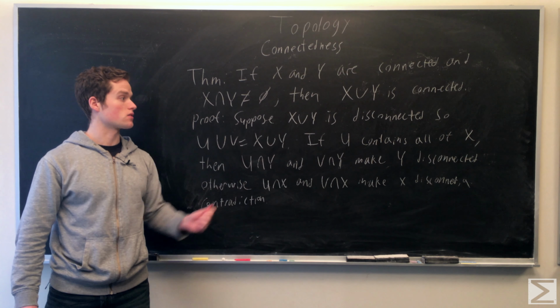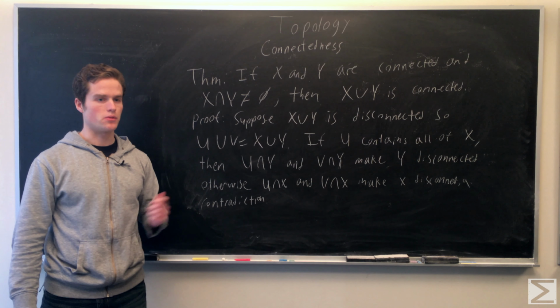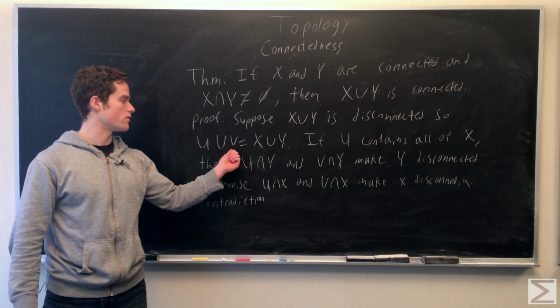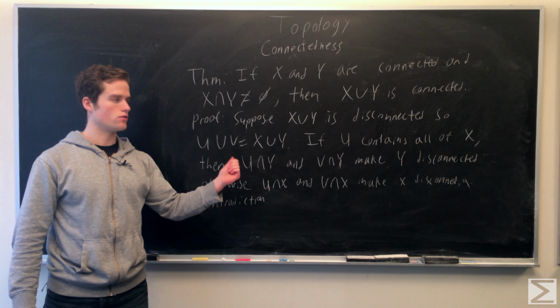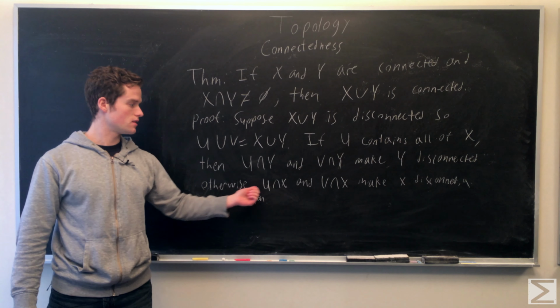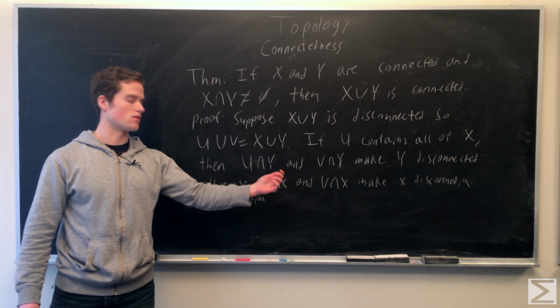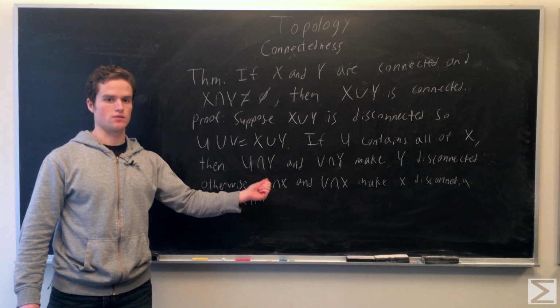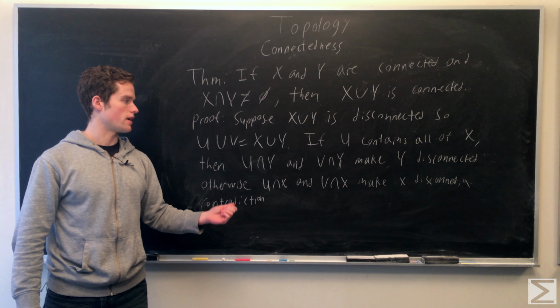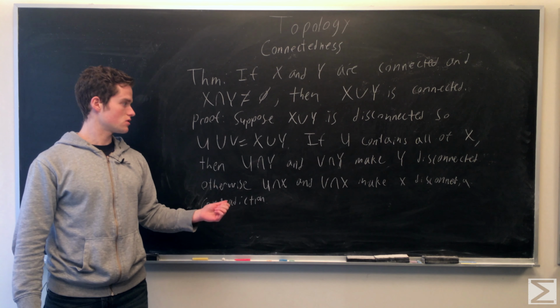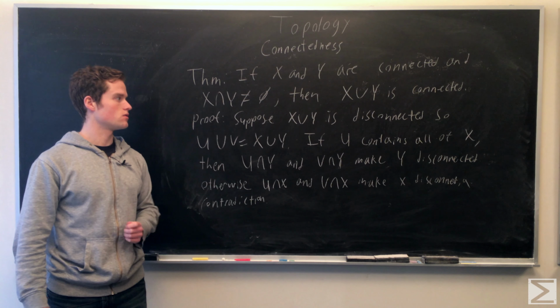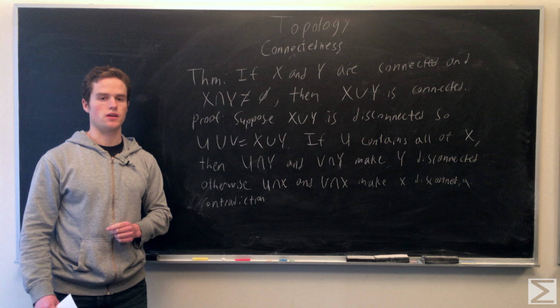So now assume U does not contain all of X, but in this case, V must contain the rest that isn't contained in U. And then U intersection X is an open set, V intersection X is an open set. They're both disjoint, and their union gives us all of X. And so then X must be disconnected. But this is a contradiction, so these sets don't exist, and X union Y must be connected.